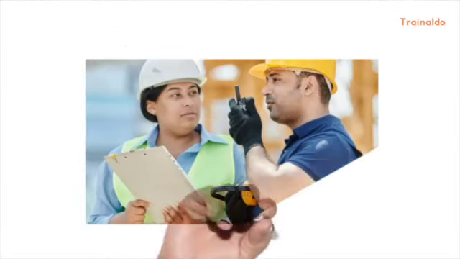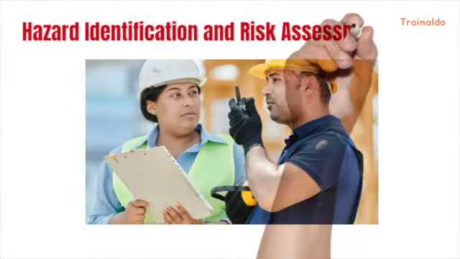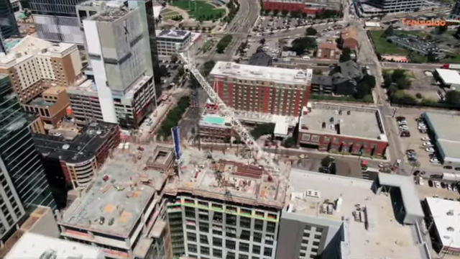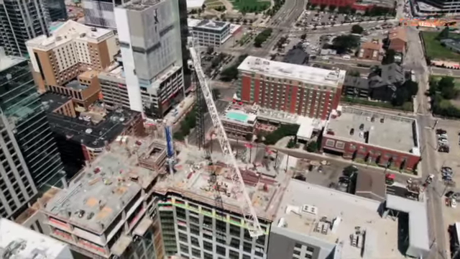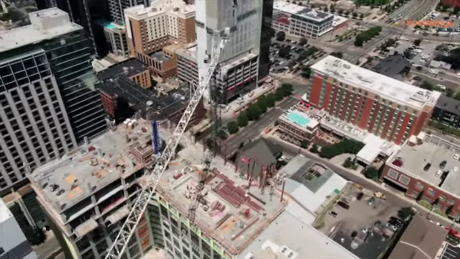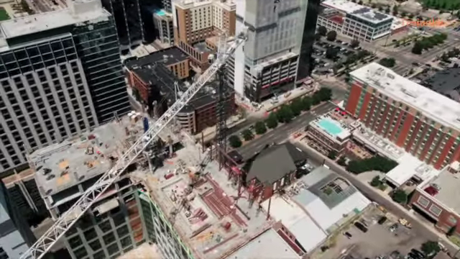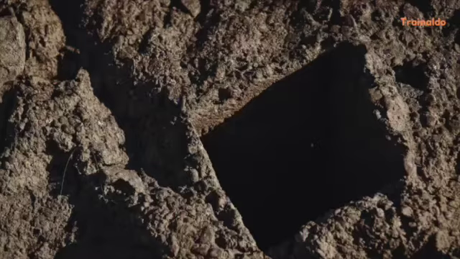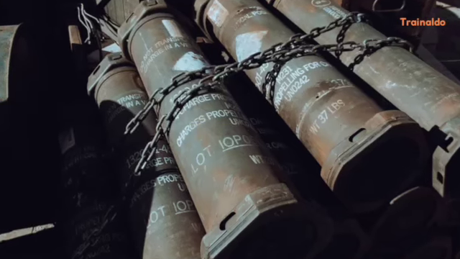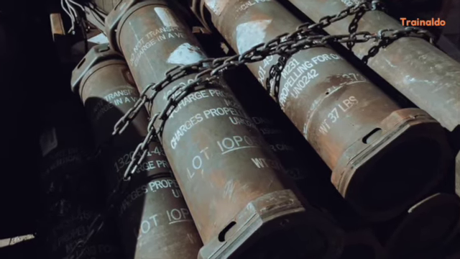Welcome to Module 3, Hazard Identification and Risk Assessment. Construction sites present a range of hazards, from physical dangers like falling tools to environmental risks such as extreme weather conditions. A hazard is anything with the potential to cause harm. For example, open holes, unsecured scaffolding, and improperly stacked materials are all common hazards on a construction site.